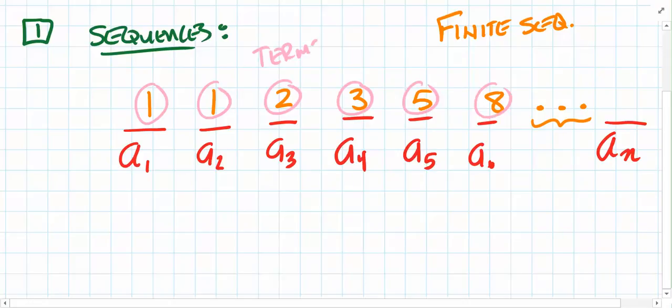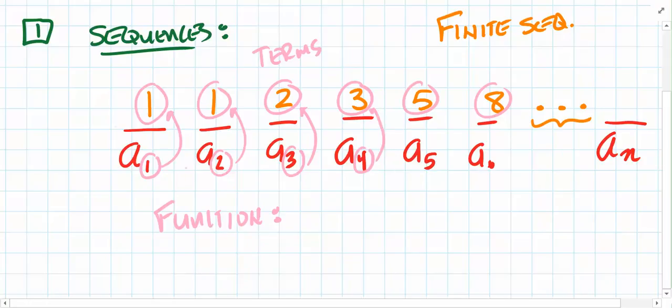Now, this is a function because we are putting in inputs and outputs. The reason this is a function is because if I plug in a 1, the output will be a 1. If I plug in a 2, the output will also be a 1. If I plug in a 3, the output will be a 2. If I plug in a 4, the output will be a 3. If I plug in a 5, I get a 5. If I plug in a 6, I will pop out an 8.